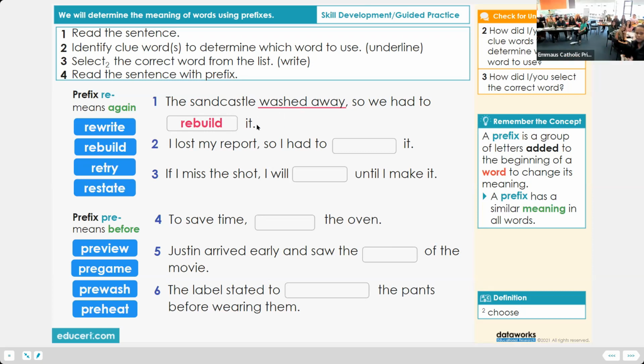So we selected the correct word because washed away tells you that it's gone. So you need to rebuild, which means build it again.